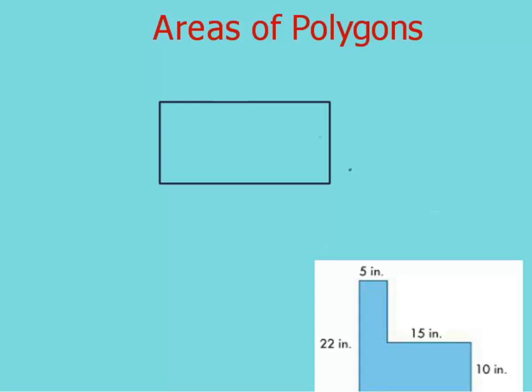First, this is the rectangle. We know this from the rectangle: every two opposite sides, this side and this side, must be equal in length. If this one is 10 inches, this one is also 10 inches.